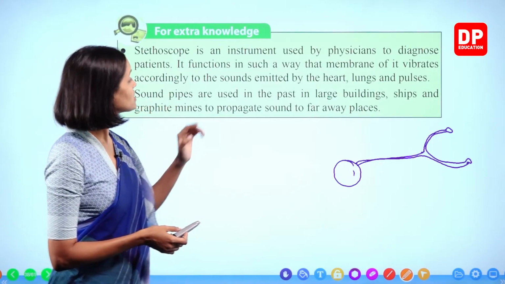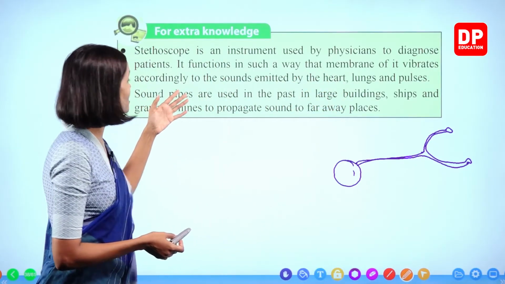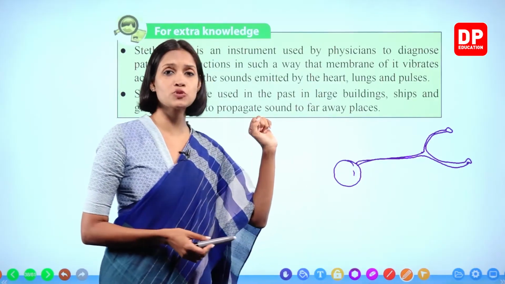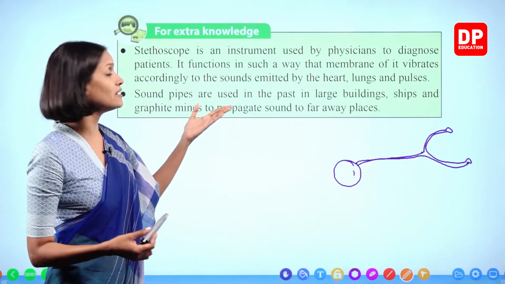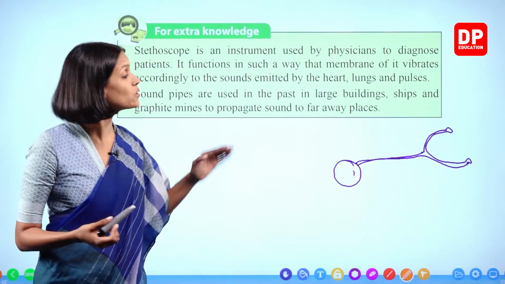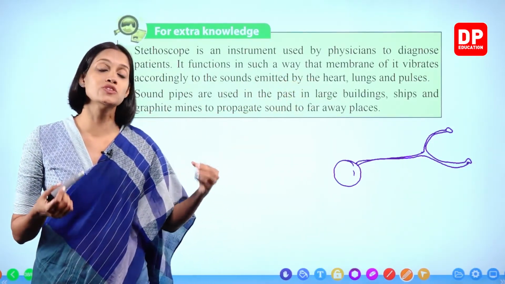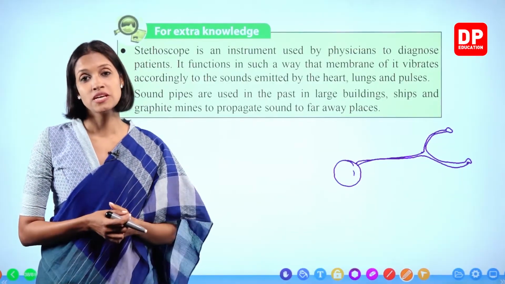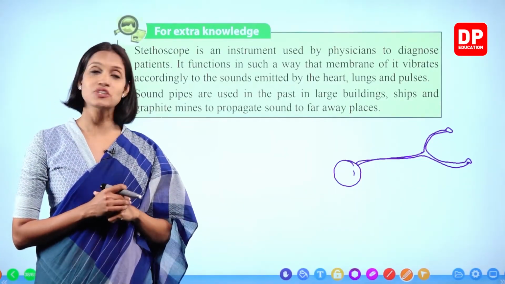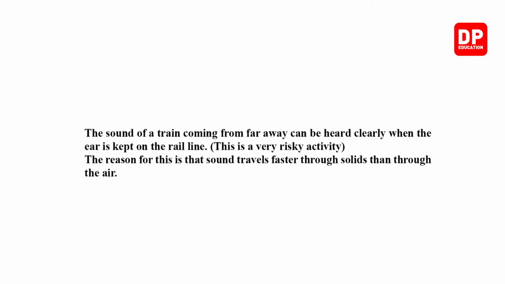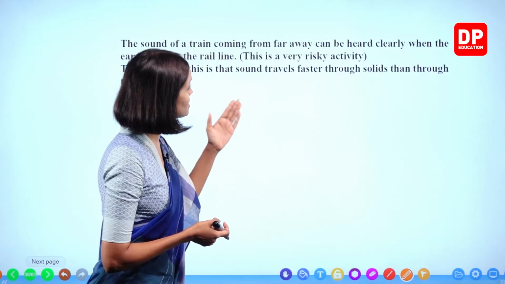Sound pipes were used in the past in large buildings, ships and graphite mines to propagate sound to far away places. So in the past, there were no telephones, no mobile phones. Then what happened, children? There was no way to send messages. So in these types of places, they used special pipes called sound pipes. They used to speak over these sound pipes and send messages. Right, children?